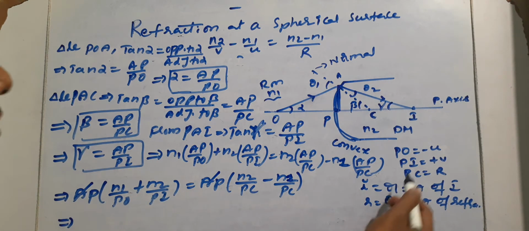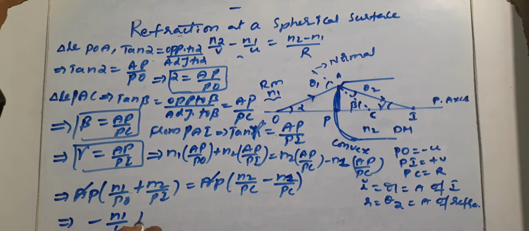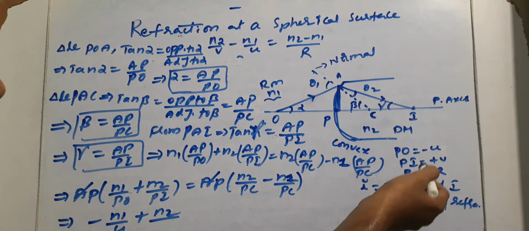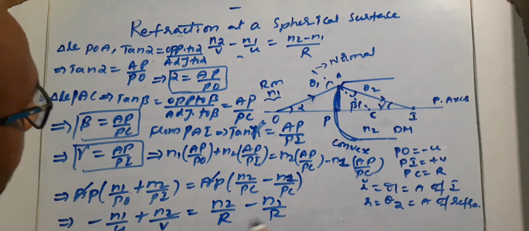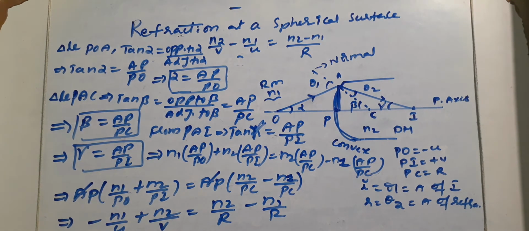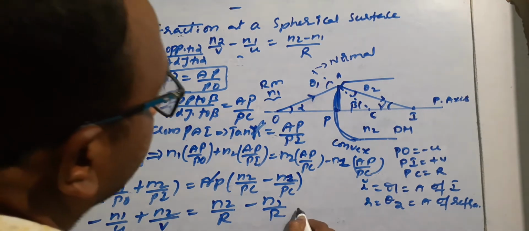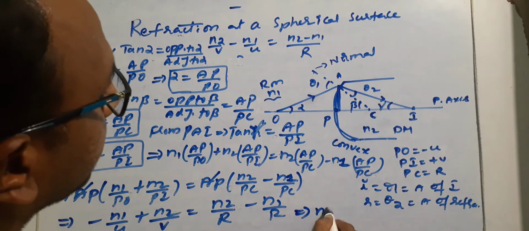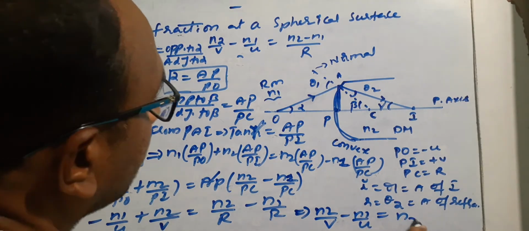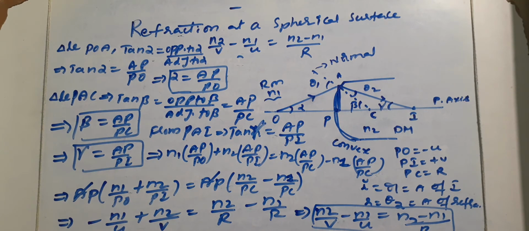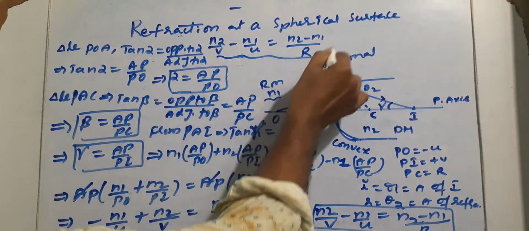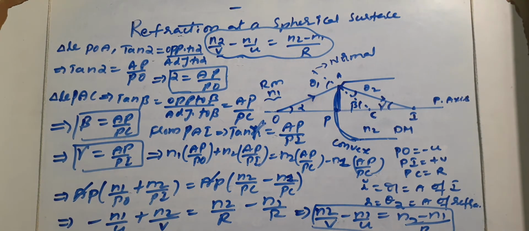AP gets cancelled. PO, you know, object distance is minus u. So minus n1 by u plus n2 by PI, which means plus v, that is image distance for a real image, equal to n2 by PC, which means radius R, minus n1 by R. So this can be written as n2 by v minus n1 by u is equal to n2 minus n1 by R. So this is the derivation of the formula, n2 by v minus n1 by u is equal to n2 minus n1 by r, that is refraction at spherical surfaces, students.